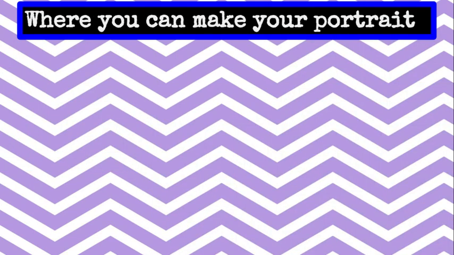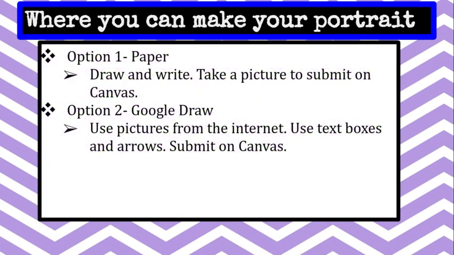All right. So where you can make your author portrait. Okay. Your first option is paper. You can draw and write, and then you can take a picture to submit on Canvas. So if you want to make pictures, draw it all out, write it out, you can do that. But then we'll take a picture and we'll show you how to do that.